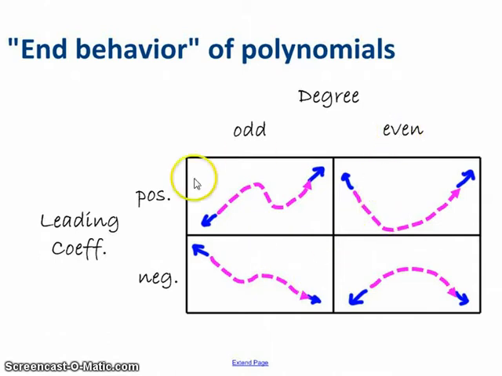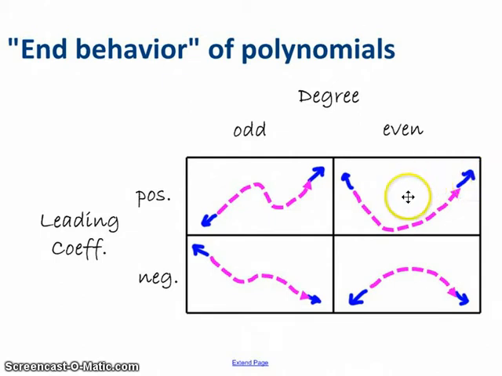Similarly, an even positive tends to roughly be a right side up U shape or smiley face, just as an even negative tends to be upside down. Now again, there may be more bends. Instead of looking like a U, it may look more like a W, or even more bends than that. But the basic idea holds true.